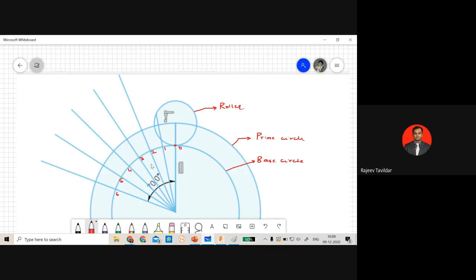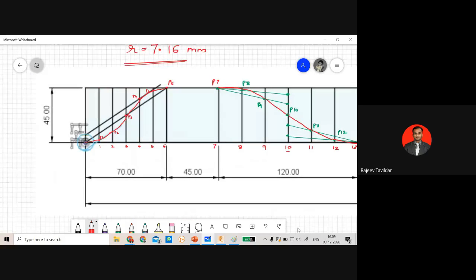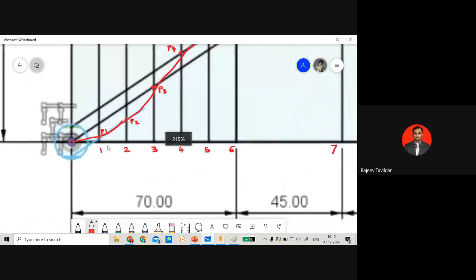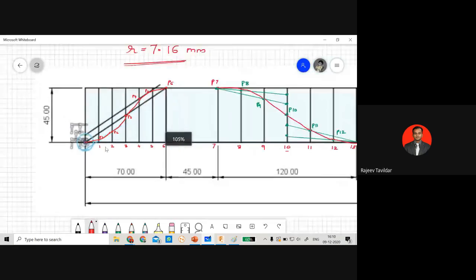Okay, so now to get P1 and P2 and so on. If you go to the displacement diagram, to get P1, I'll set the compass and measure the distance from 1 to P1. So I'll set this distance, 1 and P1, this distance. Okay, 1 and P1.